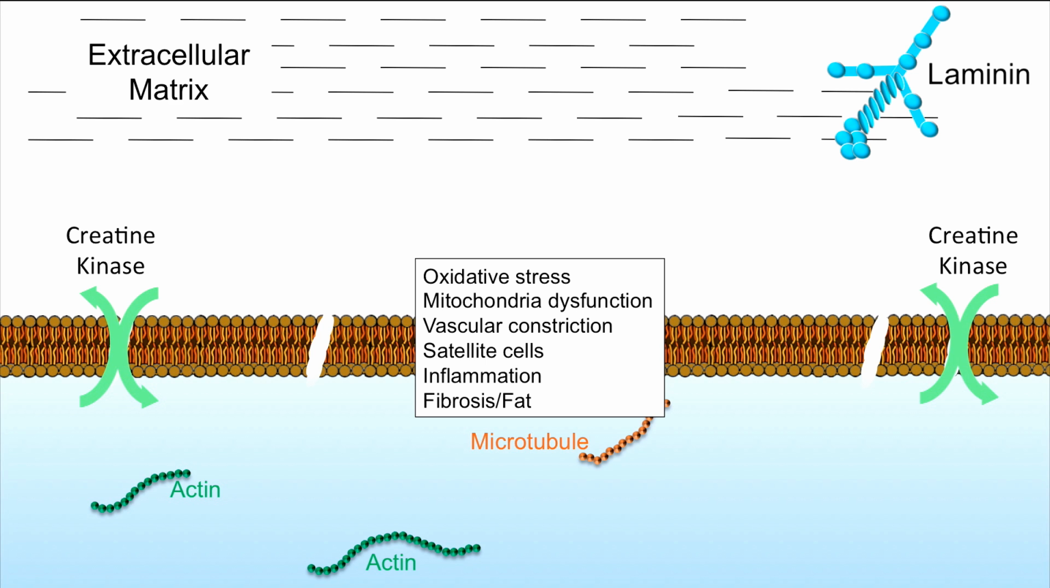There are a number of cellular and systemic consequences to this skeletal muscle membrane disruption. Muscle fibers experience extensive oxidative stress. There's mitochondrial dysfunction. There's also vascular constriction, and we'll learn about the effects of vascular constriction in the pathology of disease. There's activation of satellite cells, inflammation, and fibrosis, as well as the presence of fat as a consequence of the loss of skeletal muscle in Duchenne muscular dystrophy.